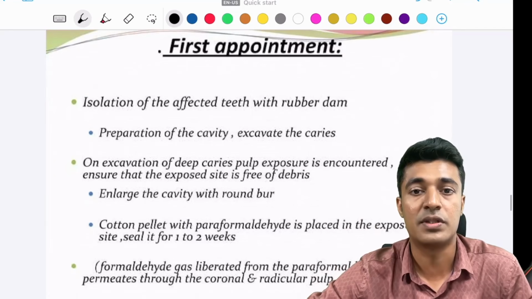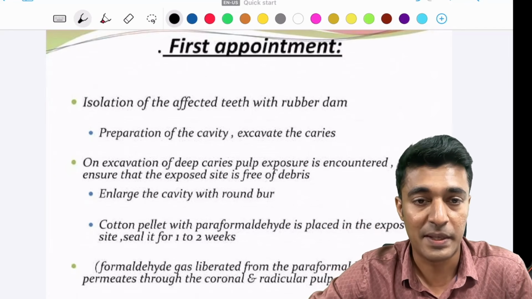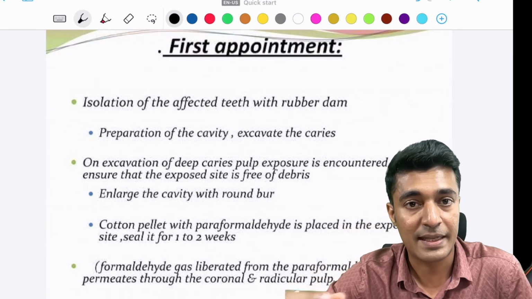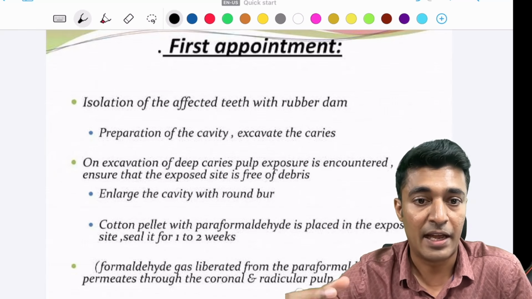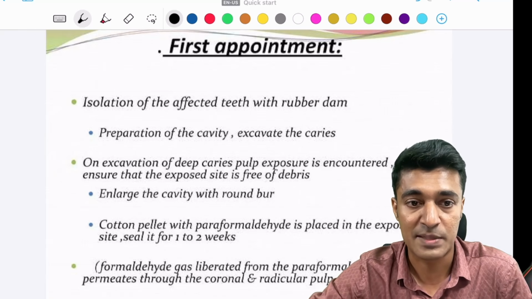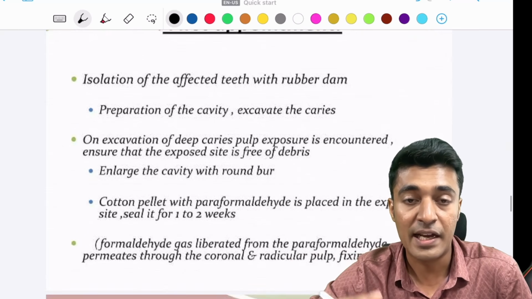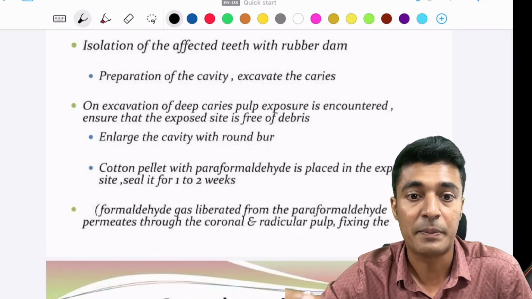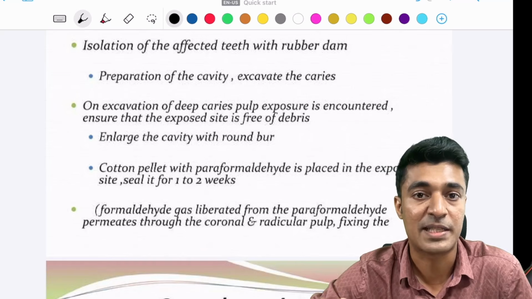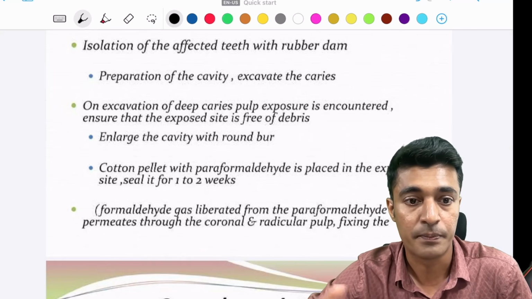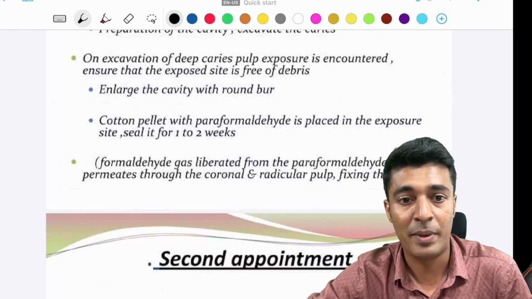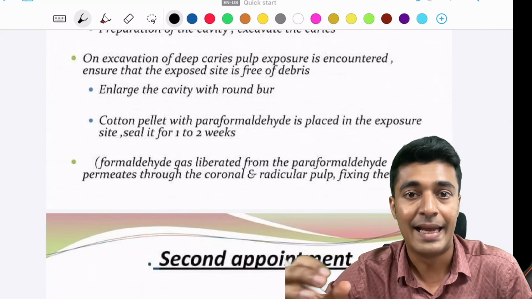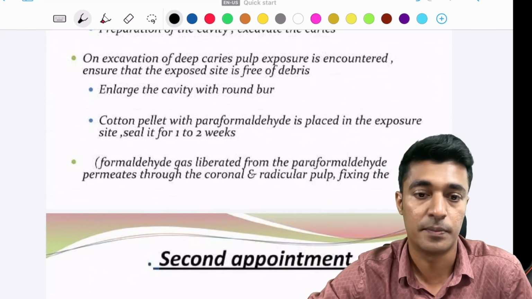So coming to the two-step in detail, at the first appointment, isolation of the affected tooth with rubber dam is done. We prepare the cavity, excavate the caries, and once excavation leads to pulpal exposure, we enlarge the remaining cavity with a round burr. Then a cotton pellet filled with paraformaldehyde is placed on the site of exposure for 1 to 2 weeks. The advantage is that the formaldehyde gas liberated by the paraformaldehyde will penetrate through the coronal and radicular pulp tissue and fix the tissue.